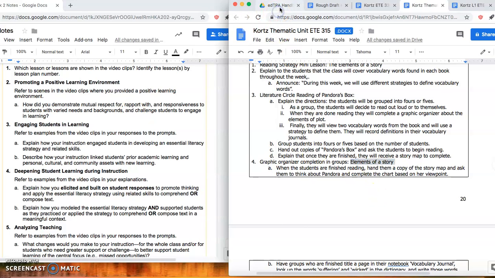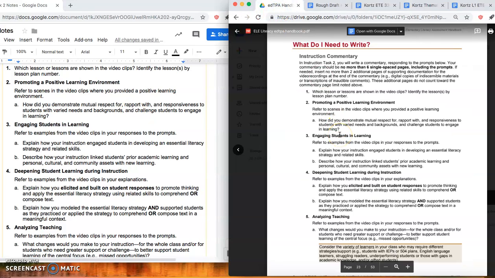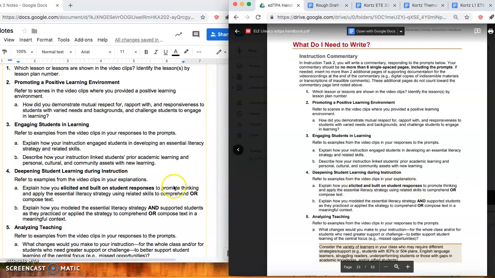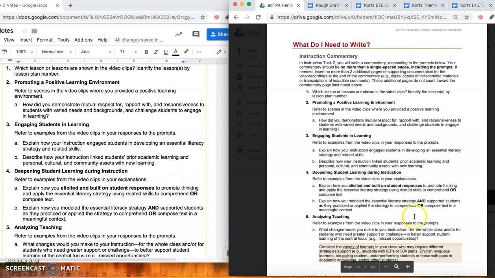Some of the other topics that you're going to be discussing are how you elicited and built on student responses to promote thinking, and apply the essential literacy strategy using related skills. I find that the best way to build on student responses is to have a discussion. If you have the students talking about their thinking, then the teacher can ask further questions in order to ensure that the students understand the concept.